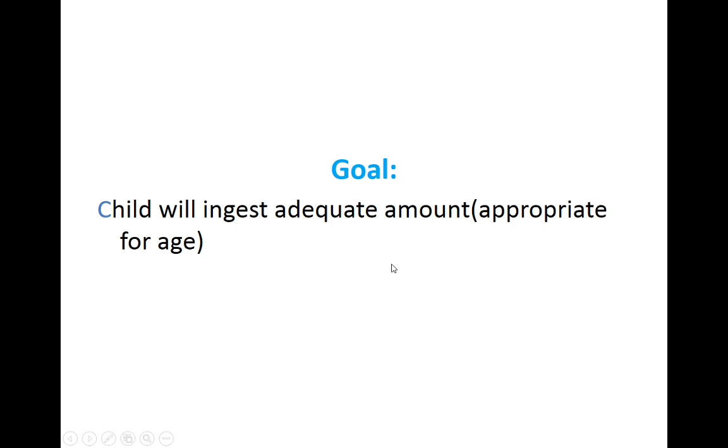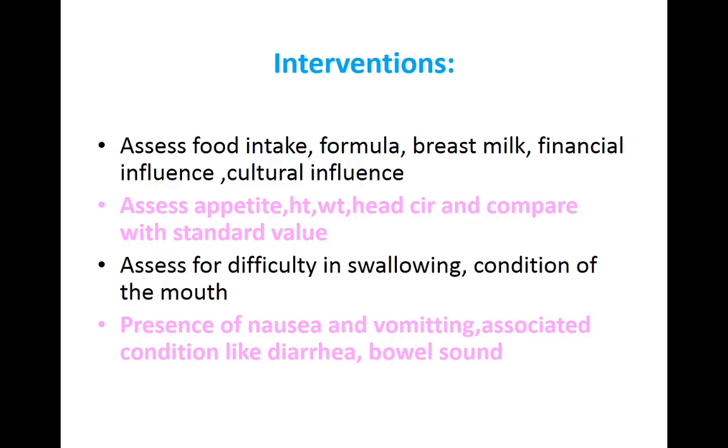So you are taking the goal that child will ingest adequate amount appropriate for age. For example, if it is a young child, we give small and frequent meals. If it is an older child, the number of meals is a bit less compared to the younger child. Those things you have to keep in mind while assessing and while writing the goal.